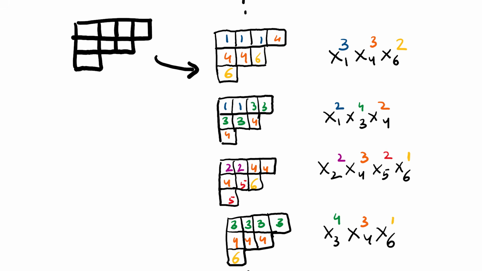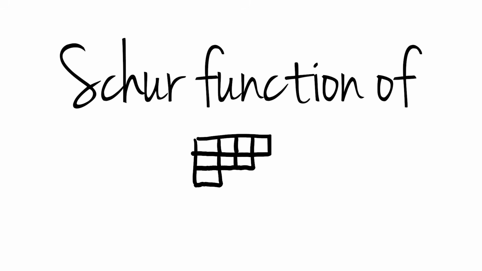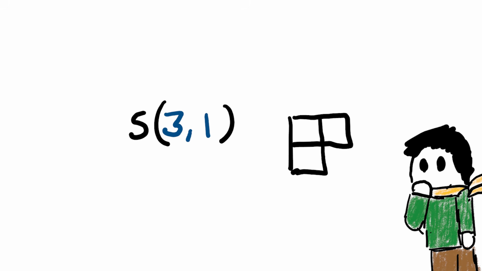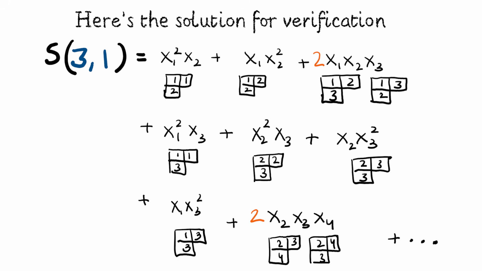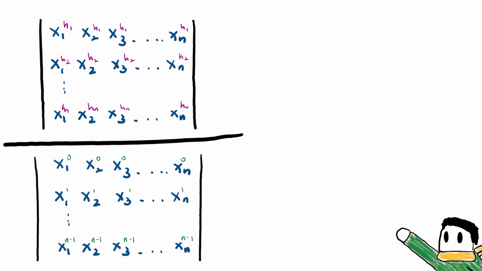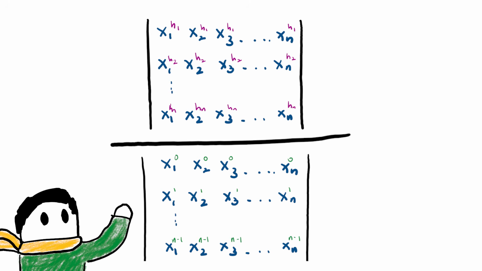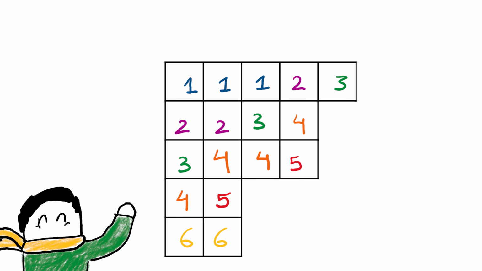If we fix a shape and make all tableaux on it, write out their monomials, and add them up, then what we get is called the Schur function of that shape. I'll write this as S of h1, h2, h3, h4, h5. You should try computing the Schur function for this small example just to get a hang of it. And of course, the crazy part is that this determinant ratio we talked about is equal to S of h1, h2, and so on until hn. This determinant ended up just becoming this little problem about filling numbers in boxes. And I find that amazing.